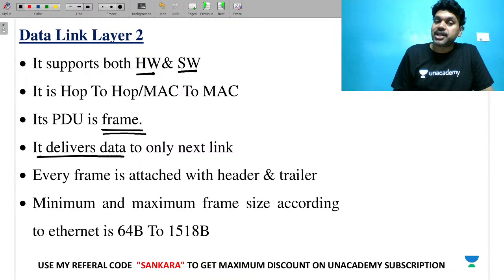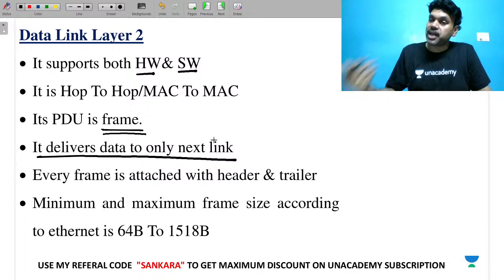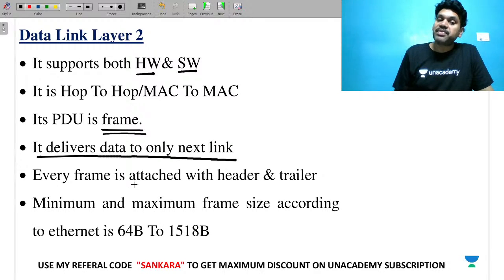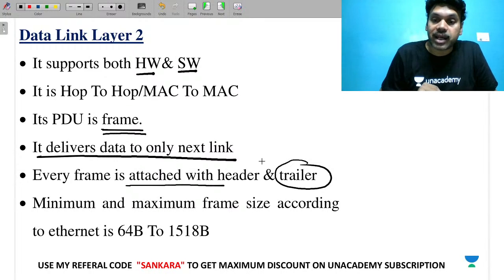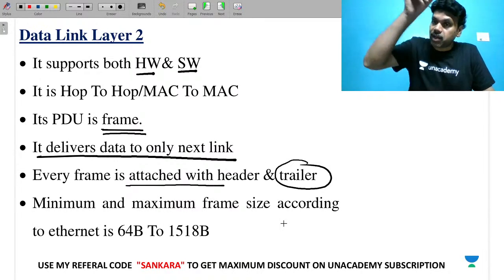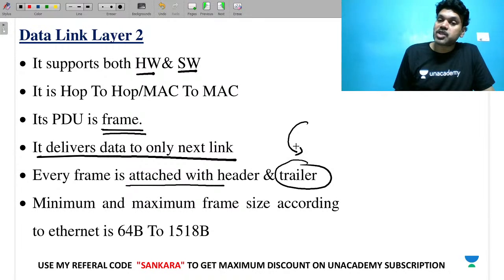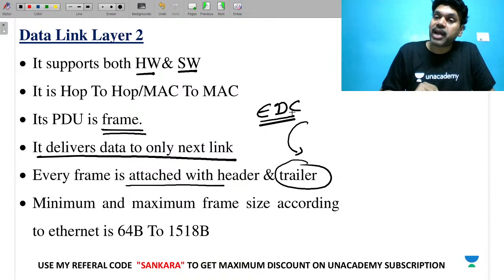It delivers the data to the next link only, not to the others. I know about my next link, and every frame is attached with a header and trailer. This is important. Trailers are attached only in the data link layer, and in all the other layers only headers are attached, but in the data link layer trailers are also attached. These trailers are responsible for error detection codes. With the help of trailers, I can detect the errors in your particular frame.